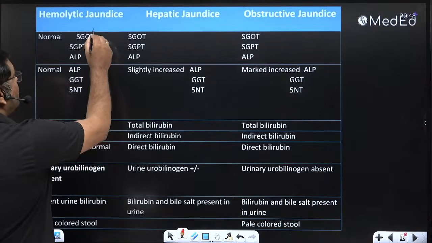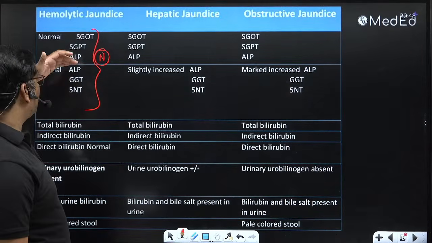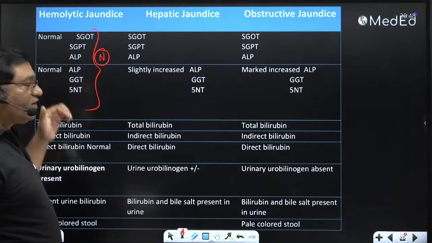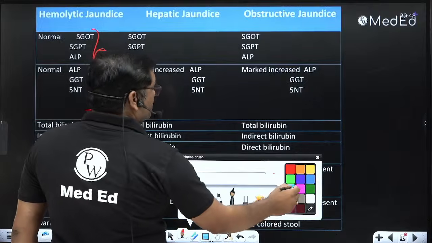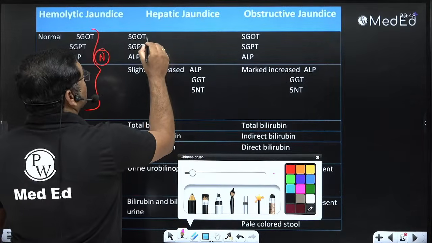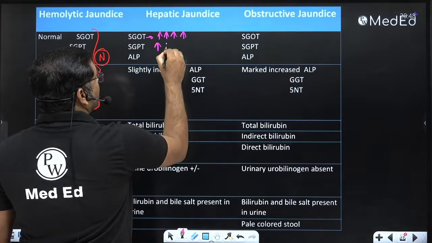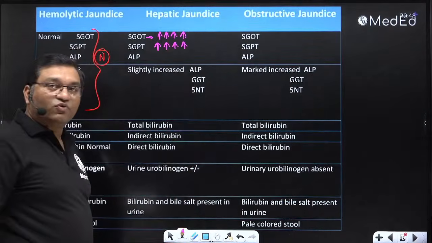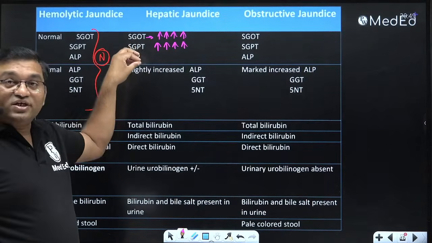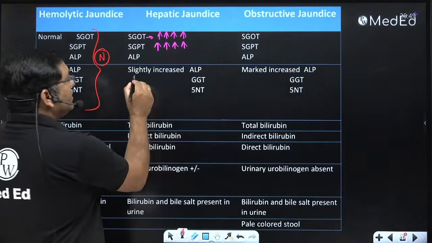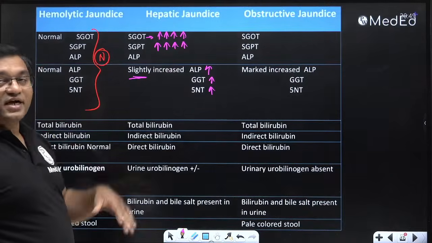So all these enzymes are normal in hemolytic jaundice: SGOT, SGPT, alkaline phosphatase, gamma glutamyl transferase, 5' nucleotidase. While in hepatic jaundice, the hepatocellular jaundice, there is marked increase in the SGOT and SGPT level. It can be 2000, 3000, 4000 international units per liter. Hepatic enzymes SGOT and SGPT show marked increase, and there is slight increase in the activity of alkaline phosphatase, GGT and 5' nucleotidase.